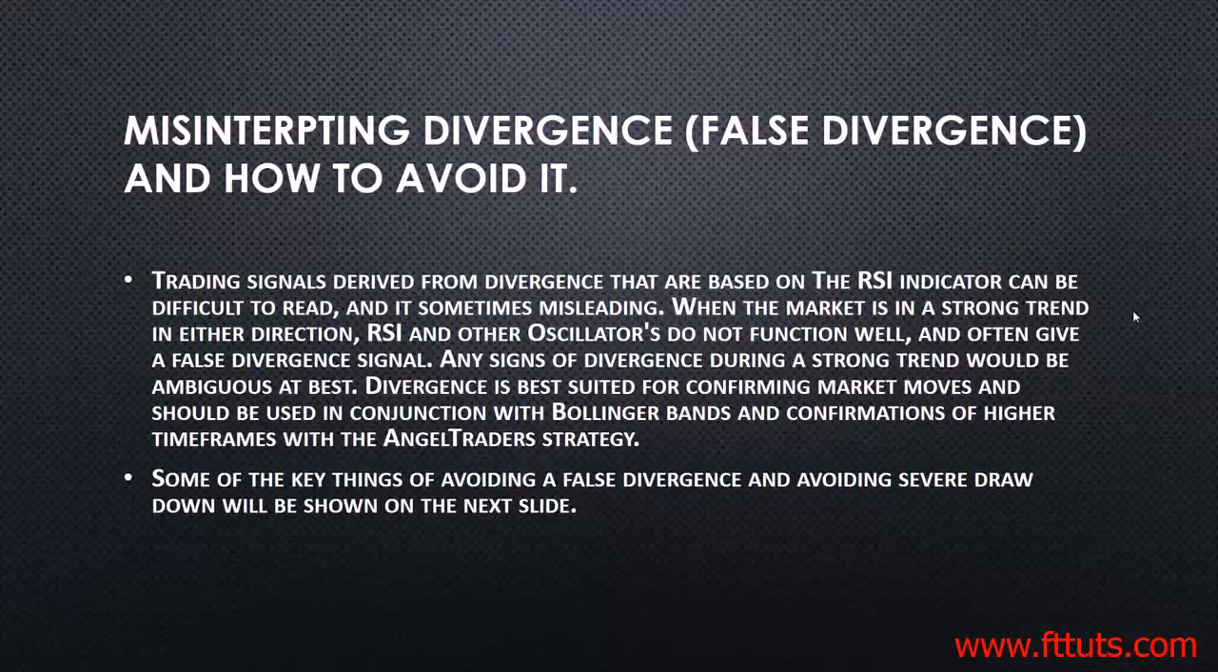Misinterpreting divergence, false divergence, and how to avoid it. Trading signals derived from divergence that are based on the RSI indicator can be difficult to read, and it sometimes is very misleading. When the market is in a strong trend in either direction, RSI and other oscillators do not function well and often give a false divergence signal. Any signs of divergence during a strong trend would be ambiguous at best.